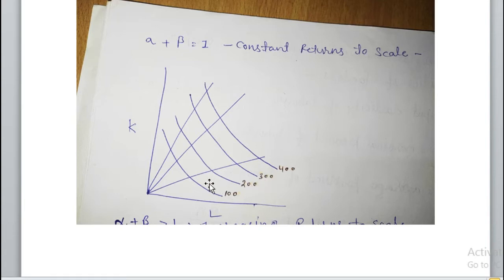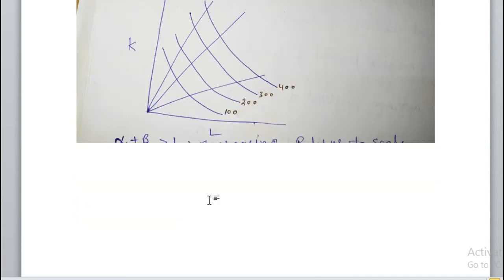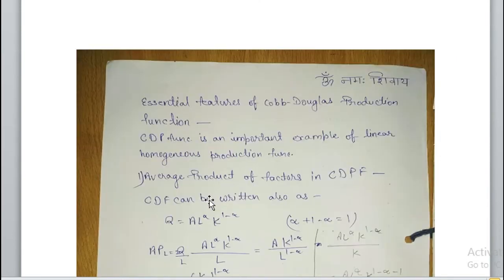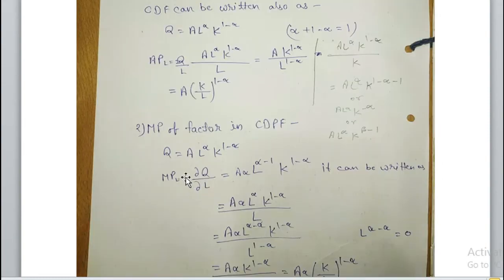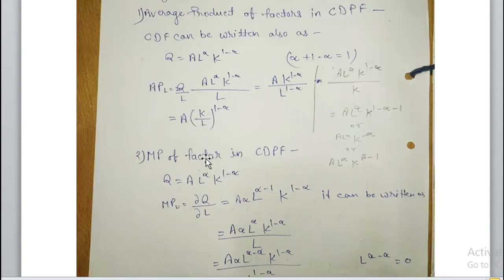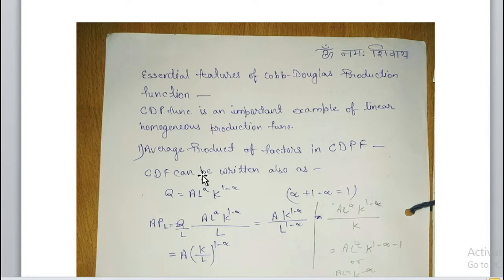Proportion of output and input doesn't change in this particular form of production function. Now, as I said, I will talk about the average product and marginal product of the factor in Cobb Douglas production function. It is one of the essential features of this production function.